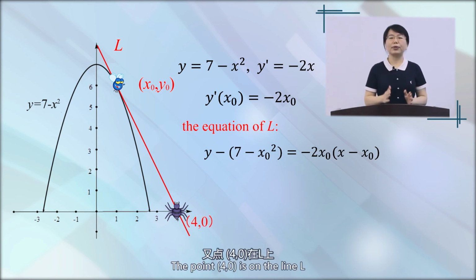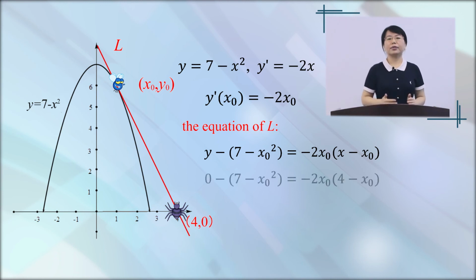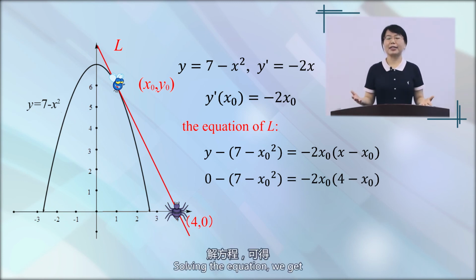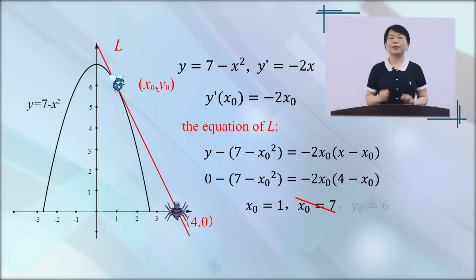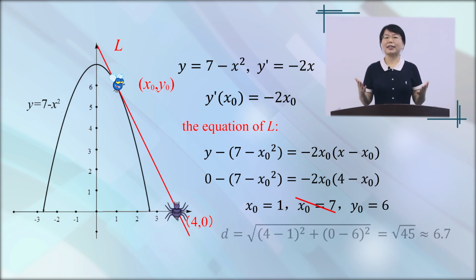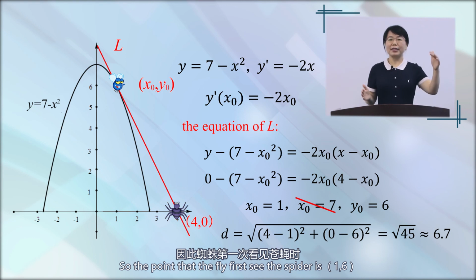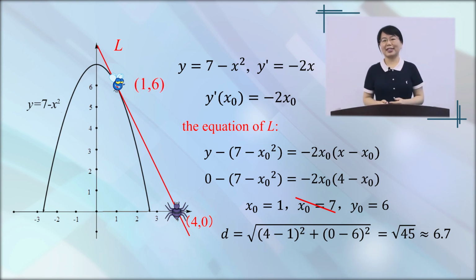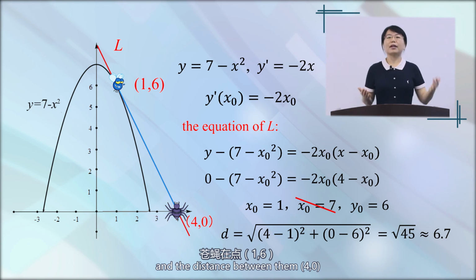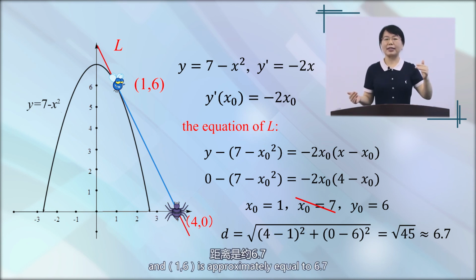The point (4, 0) is on the line L, so we plug it into the equation. Now solving the equation, we get that x0 equals 1 and y0 equals 6. And we can find that the distance is square root of 45. So the point where the fly first sees the spider is (1, 6), and the distance between (4, 0) and (1, 6) is approximately equal to 6.7.